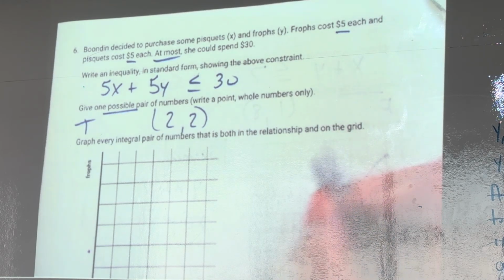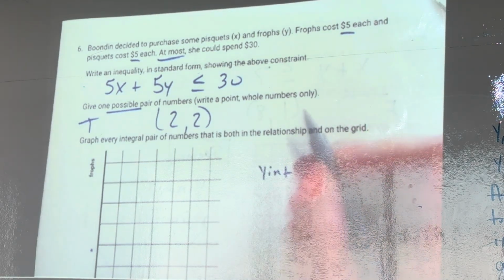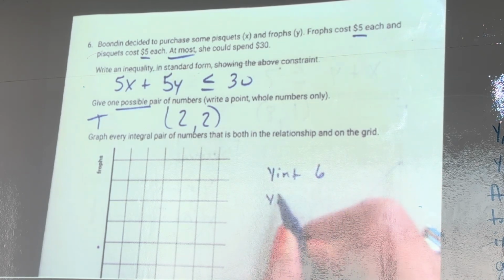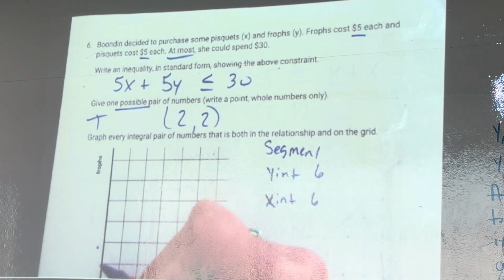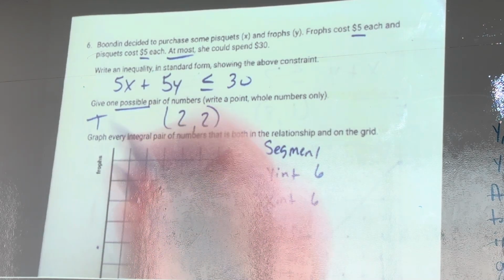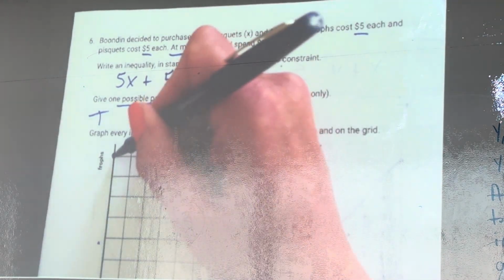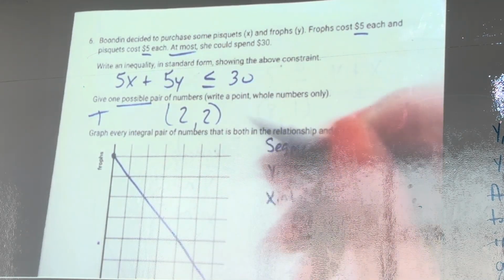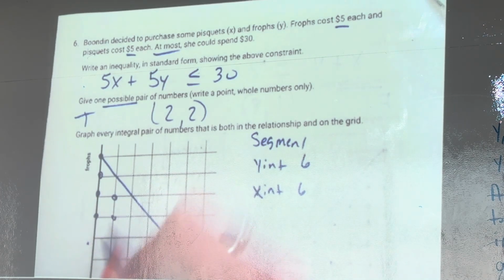Okay, so what is my y-intercept? 6. And my x-intercept is also 6. And what do I need to change it to? Segment. And 1, 2, 3, 4, 5, 6. And 6. And then which way am I going to shade? Down. Stop joking around. This is serious. Shut up, Seth.